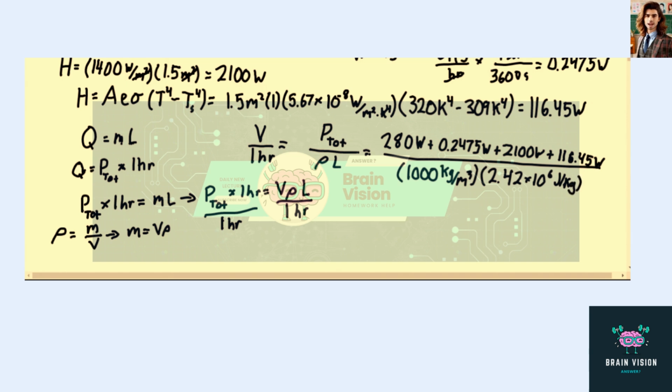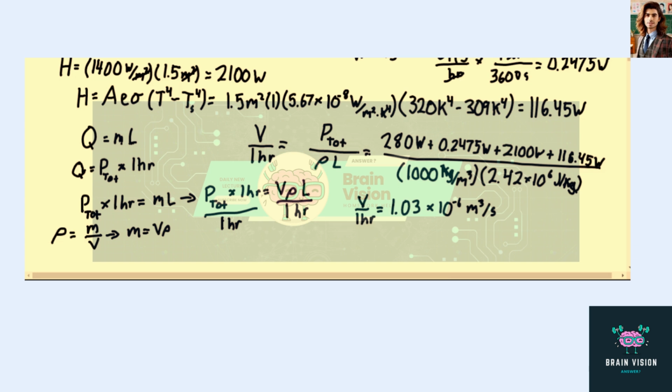Dividing that out, we can cancel out the kilograms, and our answer now becomes the volume of sweat this person produces per hour is valued as 1.03 times 10 to the minus 6 cubic meters per second.